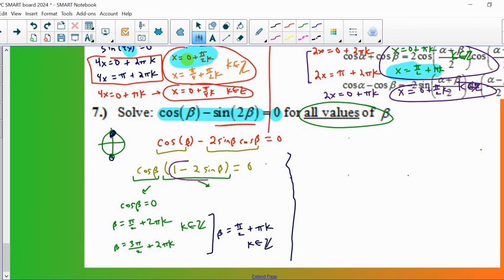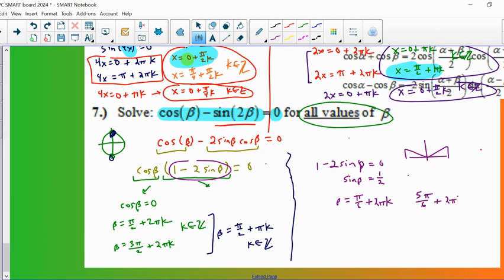The next one I need to represent is when 1 minus 2 sine beta is equal to 0. So again, isolating things, we subtract 1, divide by -2. So it looks like sine beta equals 1/2. And again, thinking about where does that happen? Well, it's in the first quadrant at pi over 6, or it's in the second quadrant at 5 pi over 6. So beta is equal to pi over 6 plus 2 pi k, or beta is equal to 5 pi over 6 plus 2 pi k. And of course, we know that k is an element of the integers.